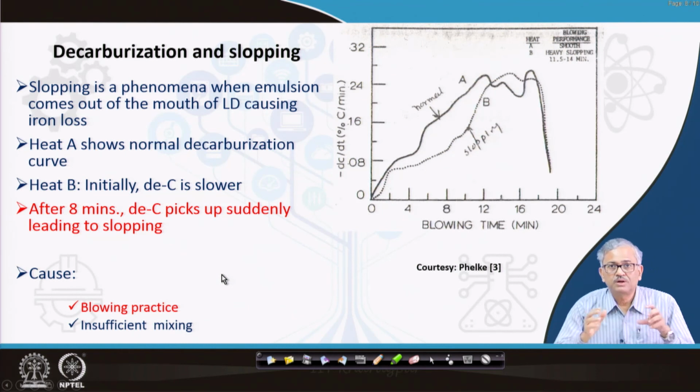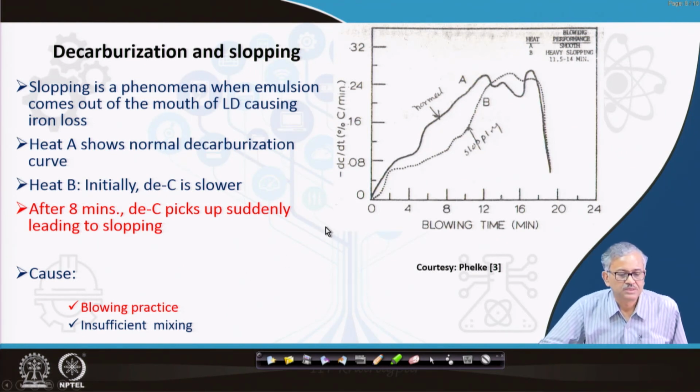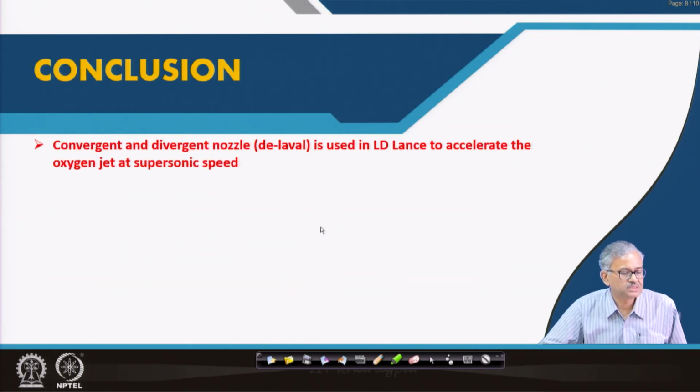Some liquid from the lower part suddenly joins the emulsion phase, and then it gives a burst in the decarburization rate, because it is rich in carbon. That carbon has not been utilized, since the lower part of the vessel has not been used because of lack of mixing, and it is not joining the upper part. So it is very rich. When it suddenly comes into the emulsion phase, there is a burst in decarburization, and slopping obviously takes place. Okay.